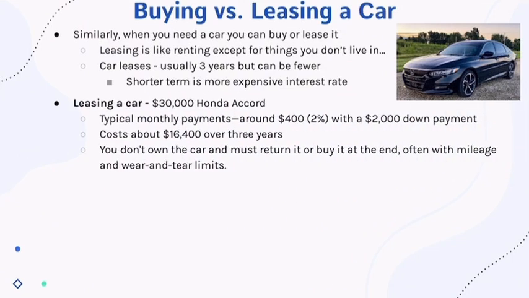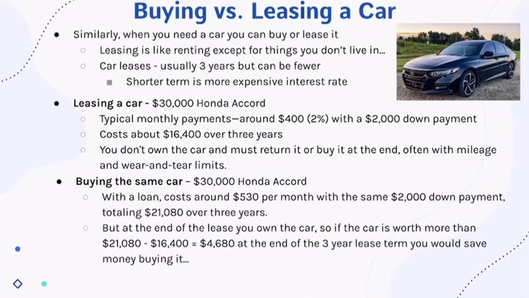Let's say you want to lease a Honda Accord for $30,000. You typically pay in monthly payments around $400 with a $2,000 down payment. It costs about $16,400 over 3 years. You don't own the car and must return it or buy it at the end of your lease, often with mileage and wear and tear limits.